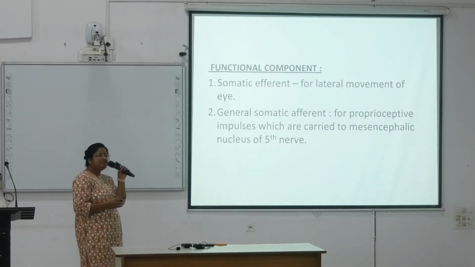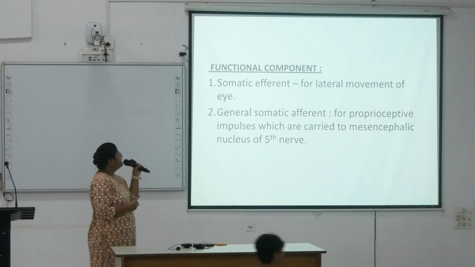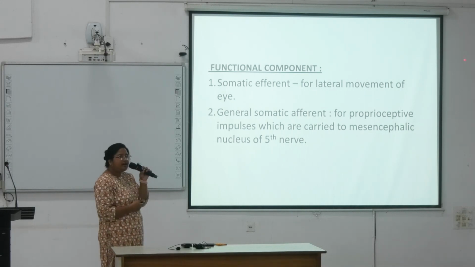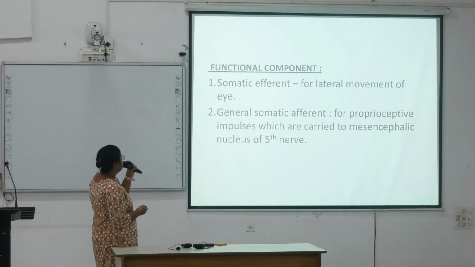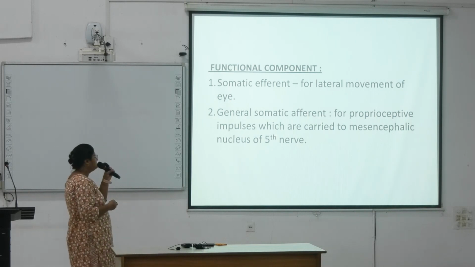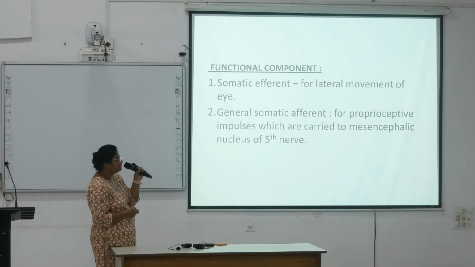So what are the functional components? Somatic efferent for lateral movement of the eye, and general somatic afferent for proprioceptive impulses, which are carried to the mesencephalic nucleus of the fifth nerve.